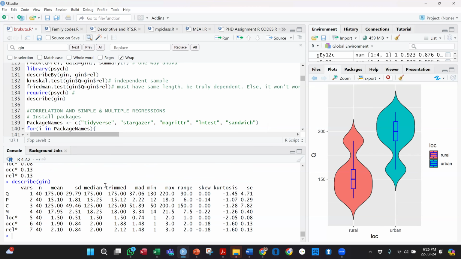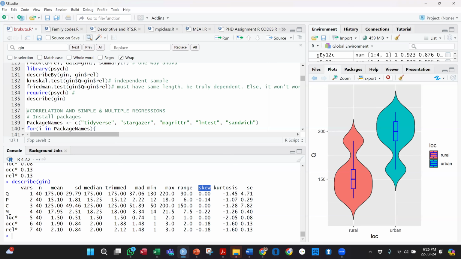Okay? You can see that R is giving you the standard deviation, the median, the trimmed median, the maximum absolute deviation, the minimum, the maximum, the range, the skewness, the kurtosis, the standard error, and several things. You should be able to understand what each one of them implies.